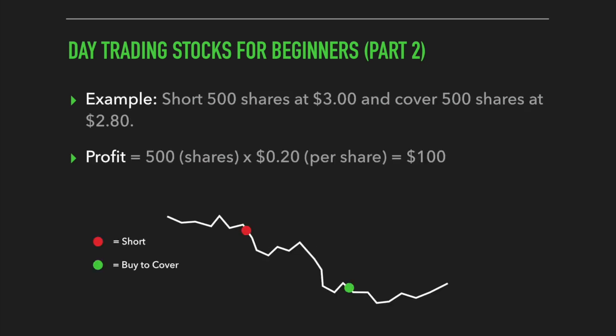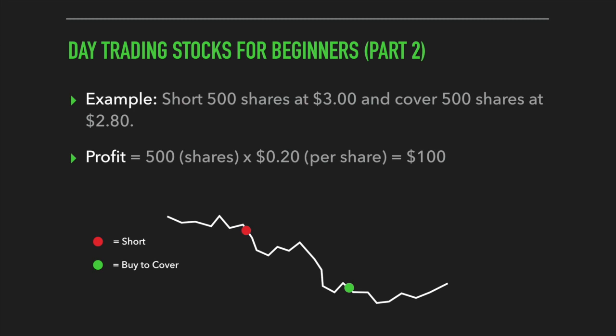So just like the example before when we were buying the stock, in this diagram we have the red dot representing where we would short sell the stock, and then later on the green dot is going to be where we would buy to cover, or in other words, buy to exit our short position. And for this example, let's say we were shorting 500 shares at $3 per share, and later on we were covering those 500 shares at $2.80 per share.